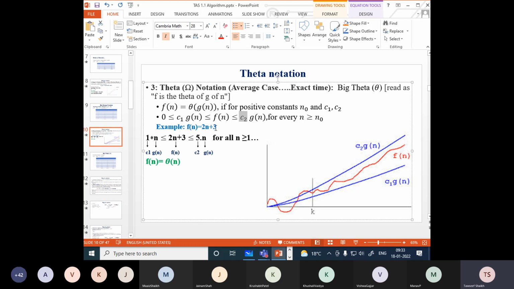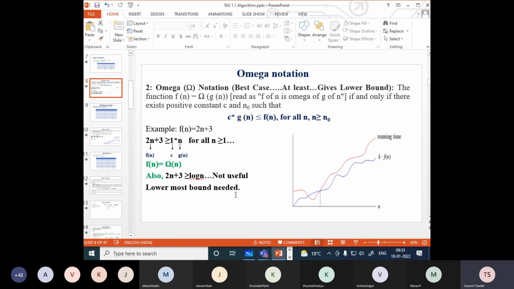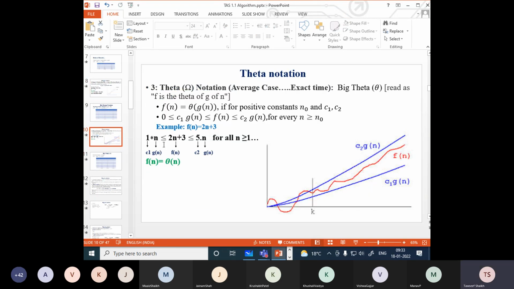f of n is 2n plus 3. Now 2n plus 3 is our f of n. We will keep it in the middle as per the formula. So this is 2n plus 3. On the left hand side, we will see is it greater than 1 into n, because that we found in the omega notation, 1 into n. There it was greater than 1 into n. So here it is greater than 1 into n. 1 is our c1 and n is our g of n.